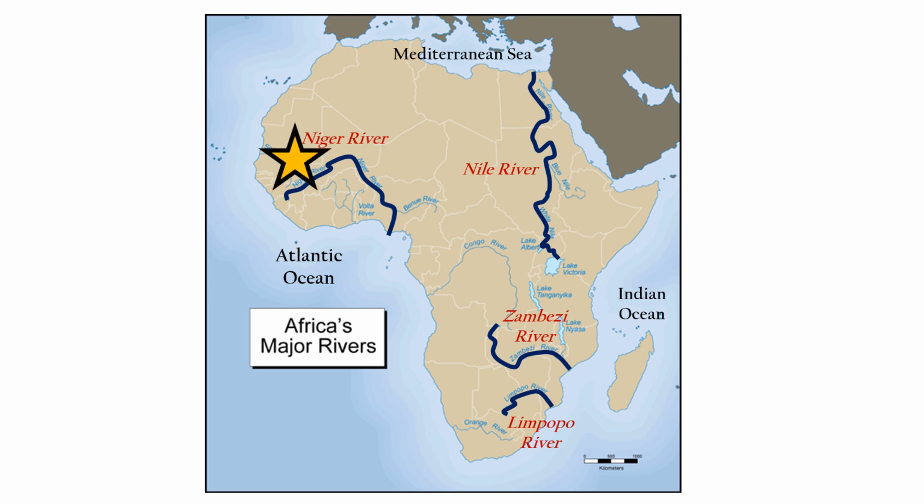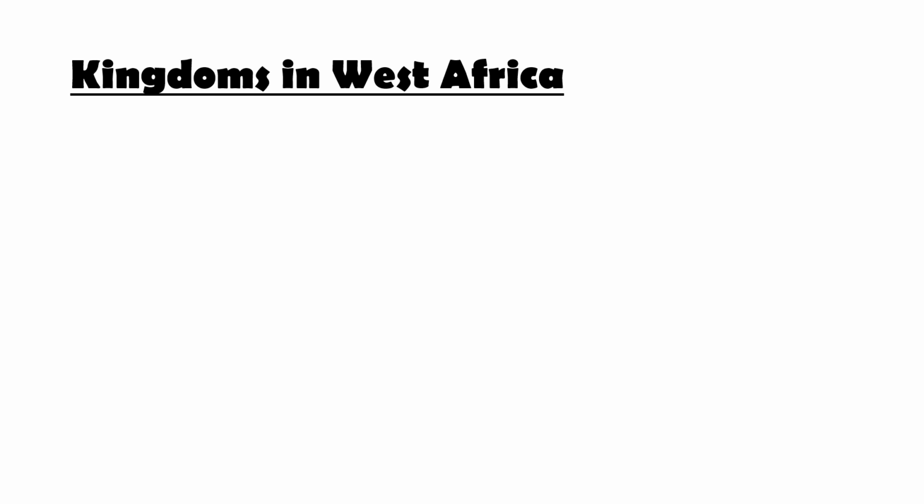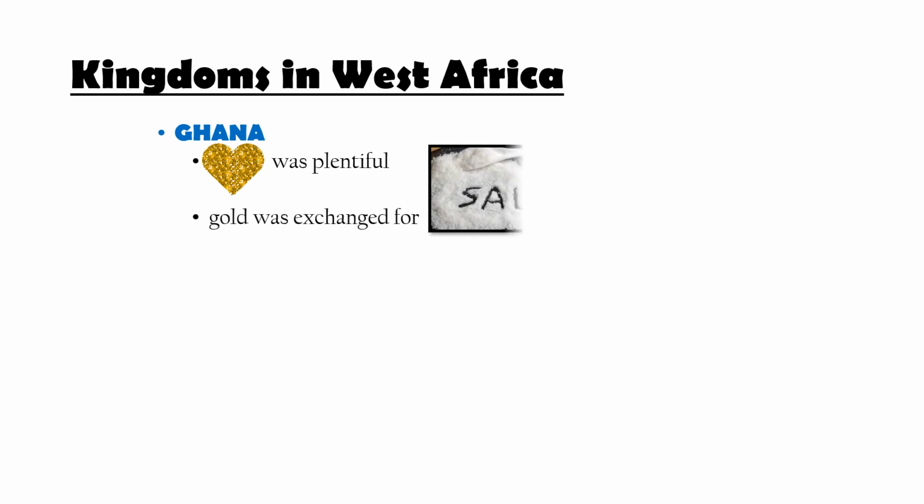Let's go take a look at our first West African kingdom on the Niger River. So the kingdom in West Africa is called Ghana, and Ghana had an abundance of gold. So gold was plentiful, and they used their gold to exchange it for things that they truly needed. And one commodity, one resource that existed throughout the Sahara region was salt. And so gold was often used in exchange for salt.